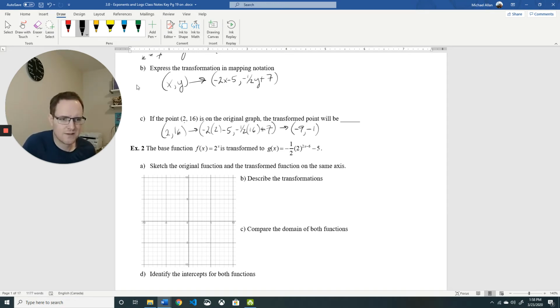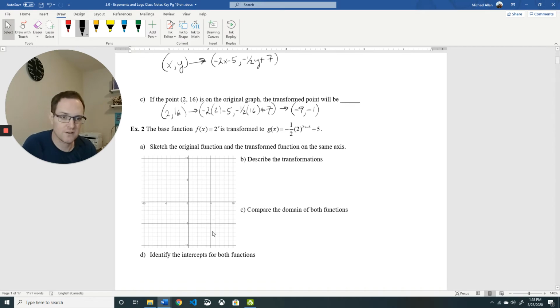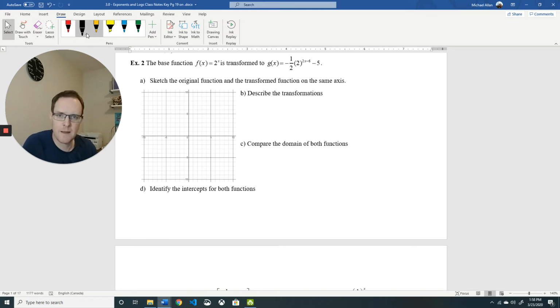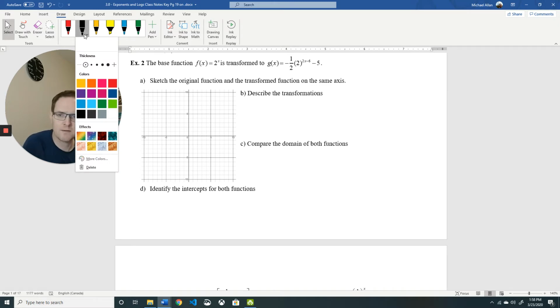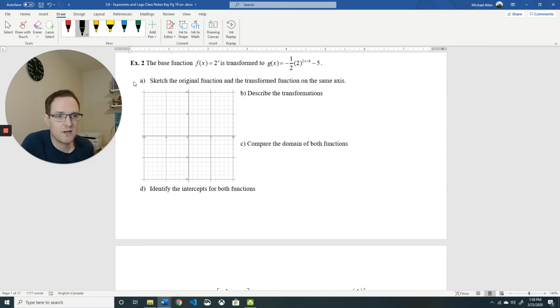So for this next one, we just want to sketch what this graph looks like. Sometimes it's nice to try to sketch the graph before we talk about the descriptions. Sometimes it's better to talk about the descriptions first. So I'm actually going to do B first, and then talk about drawing the graph and the key points. Remember the horizontal asymptote of an exponential function and the original y-intercept of (0, 1). We can use those to help us sketch this graph. So I'm going to describe the transformations.